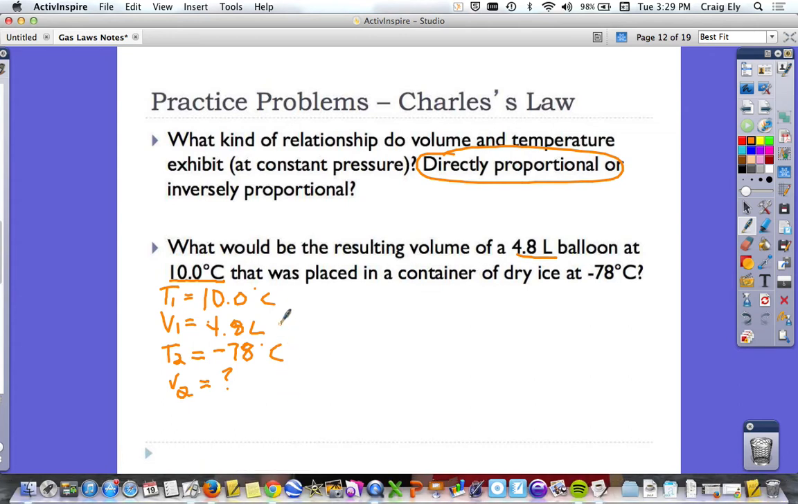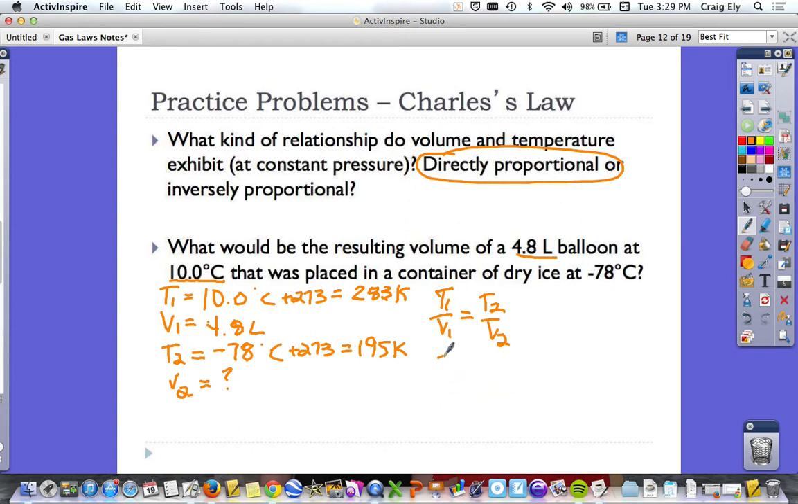Okay, first thing we need to do is change our temperatures into Kelvin, so we add 273 to each one. And here we get 283 Kelvin, and here we get 195 Kelvin. We're adding a negative number, so that's why it's smaller. So let's look at our formula. T1 over V1 equals T2 over V2. Let's plug in our numbers.